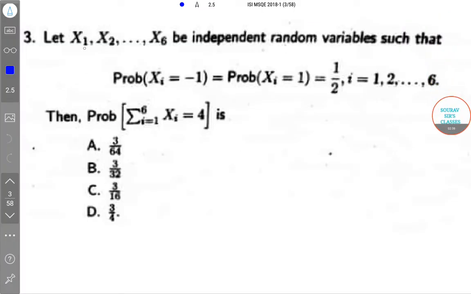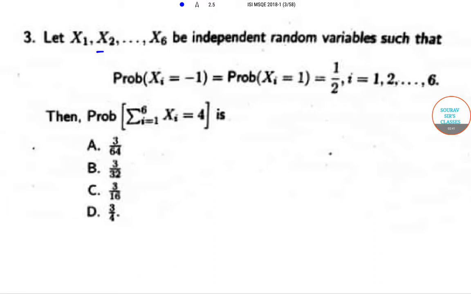The next question is, let x1, x2 up to x6 be independent random variables such that probability xi equals minus 1 is equal to probability xi equals 1 is equal to half, where i goes from 1 up to 6. Then probability summation i equals 1 to 6 xi is equal to 4 is. So for the sum to be equal to 4, we would need 5 ones and 1 minus 1. This would yield the sum to be plus 4.